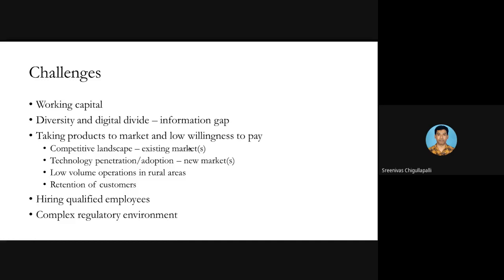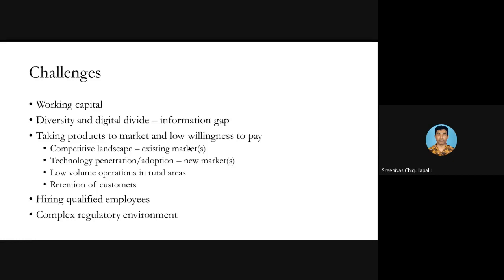And retaining your customer base in rural areas is very, very difficult, because you need to reach them for a lot of after-sales surveys, and again maybe troubleshooting. And also, they may not have the skill set to operate your instruments or solutions. So training, awareness creation, and knowledge transfer are very, very essential.